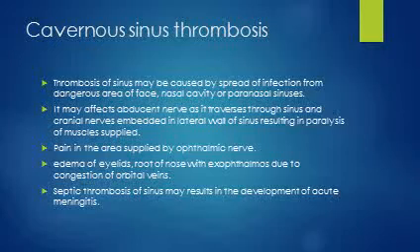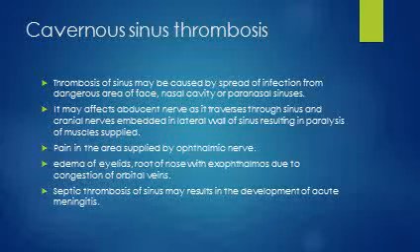This thrombosis may affect the structures which are passing through the sinus and embedded in the lateral wall of the sinus, like the important cranial nerves: third, fourth, the first two divisions of the trigeminal nerve, and the sixth cranial nerve, that is the abducent nerve. It results in paralysis of the muscles supplied by these nerves, and these are the muscles of the eye.